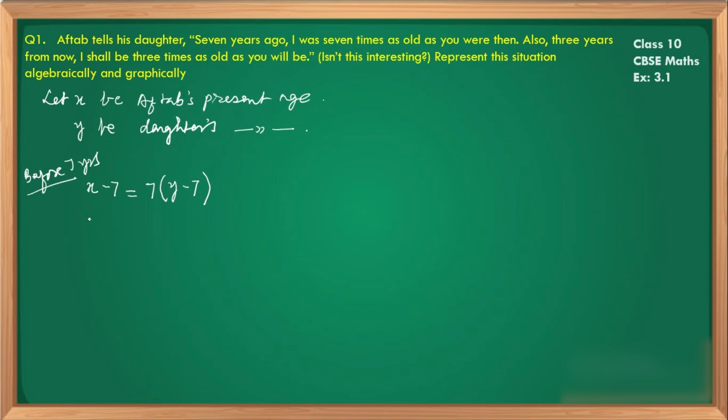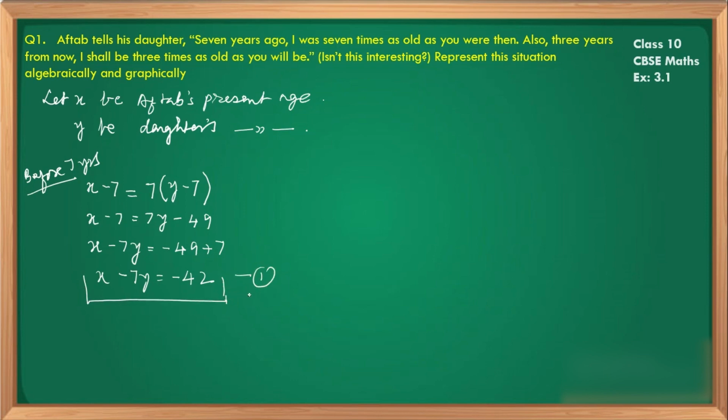Now let us simplify. 7y minus 49. 7 into minus 7 minus 49. Let us take all variables to one side. x minus 7y equals minus 49 plus 7. x minus 7y is equal to minus 42. Well, now we got one equation. This is equation number 1.